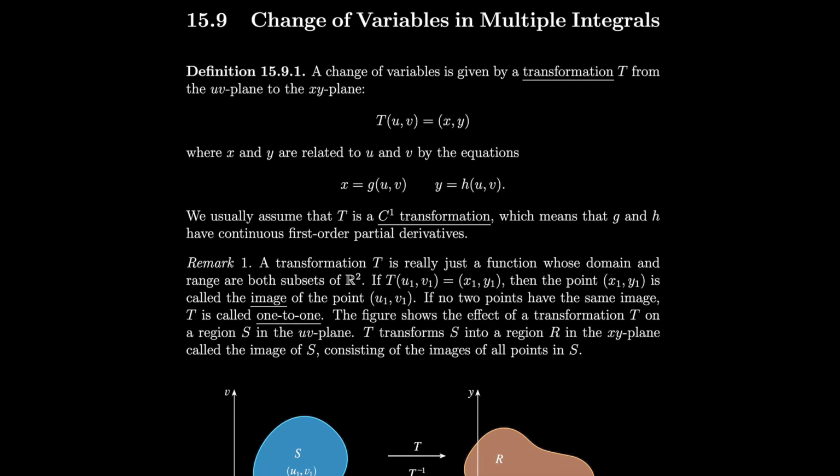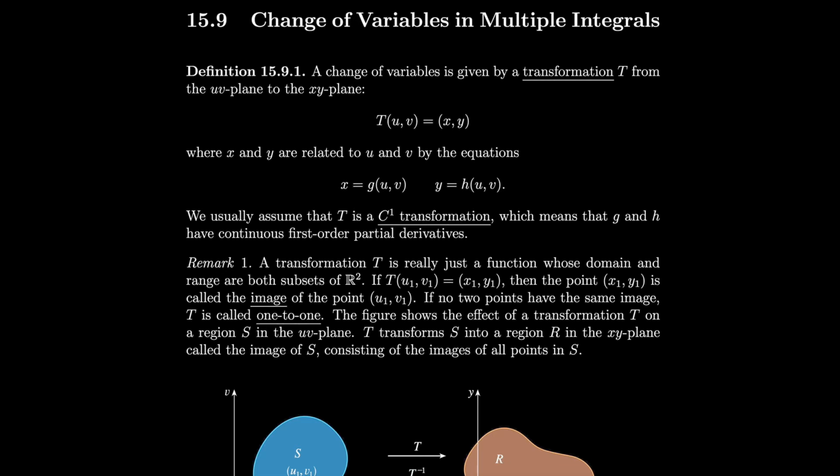A change of variables is given by a transformation T from the uv plane to the xy plane. T of (u, v) is equal to (x, y). So we take uv coordinates and we make them into xy coordinates. So x and y are related to u and v by the equations x is some function of u and v, and y is some function of u and v. We call them g and h, but it doesn't really matter what you call them. We usually assume that T is a C1 transformation, which means that g and h have continuous first-order partial derivatives.